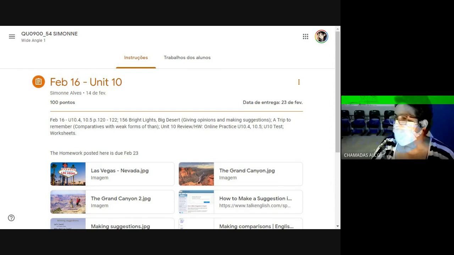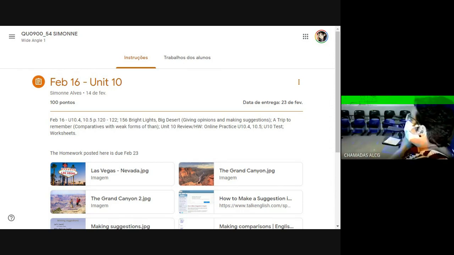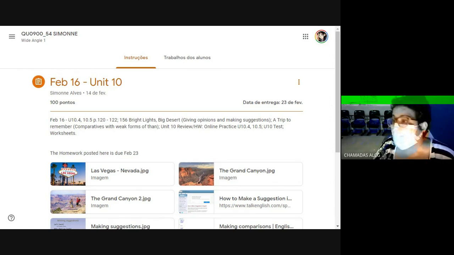Okay, this is Wide Angle 1, and we are doing Unit 10. This is the Wednesday class at 9 o'clock, and we are almost finishing Wide Angle 1. How nice, isn't it, guys? Way to go. That's really good, people. Congratulations. As you can see on the screen, we are doing today the final part of Unit 10.